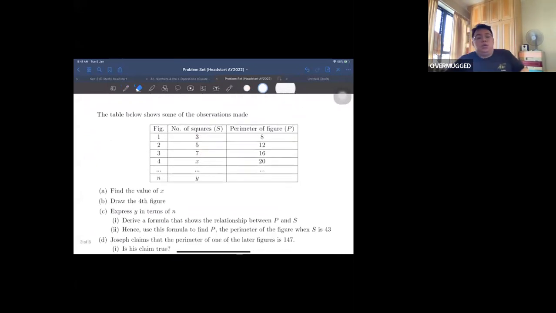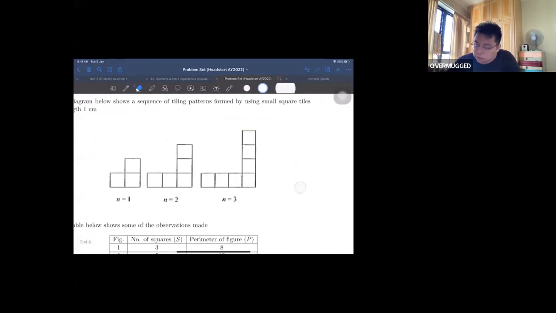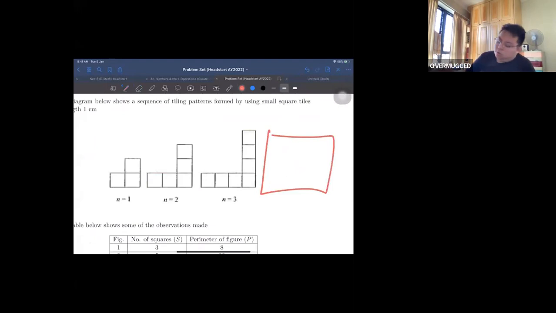Now, part B, the question is asking you to draw the fourth figure. So that is the figure right after here. So let me mark it out right here. Let's look at the pattern. We see that there's a 3, then it's 5, then 7. So obviously the last one is going to be 9. It's a pretty straightforward question, so nothing too difficult here.